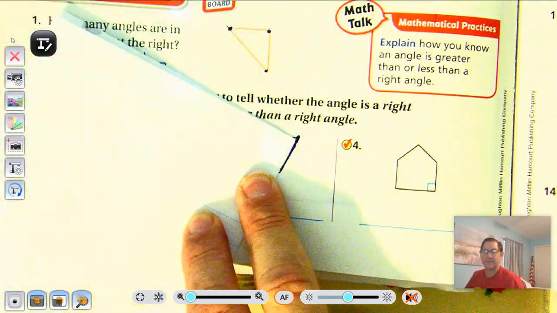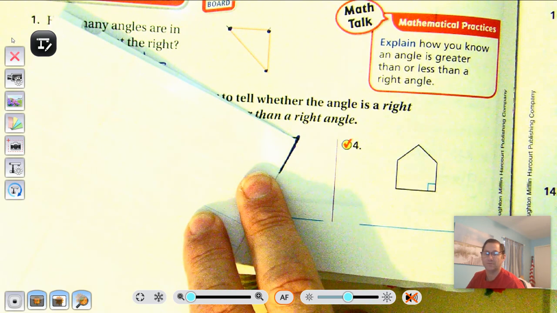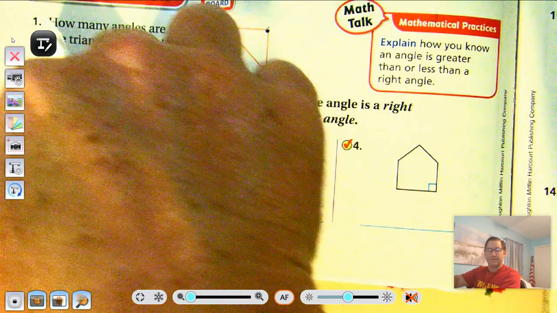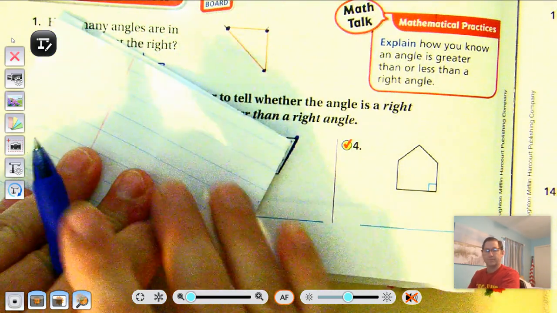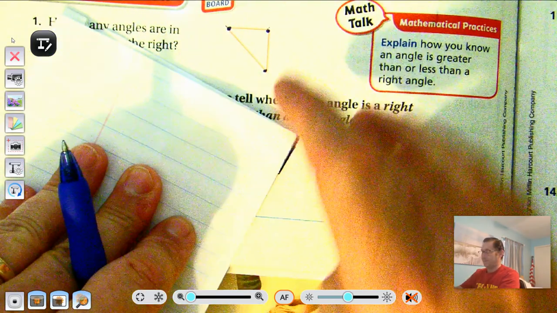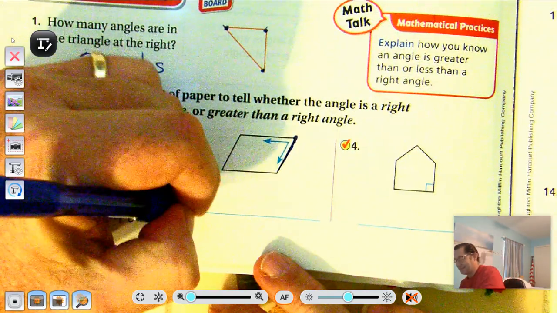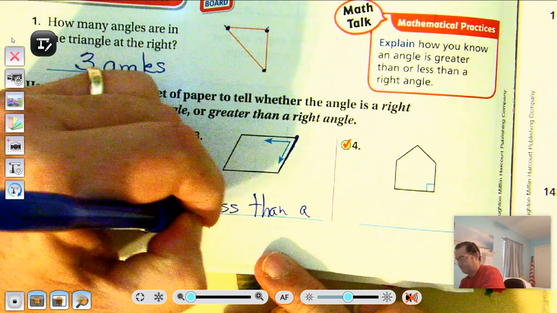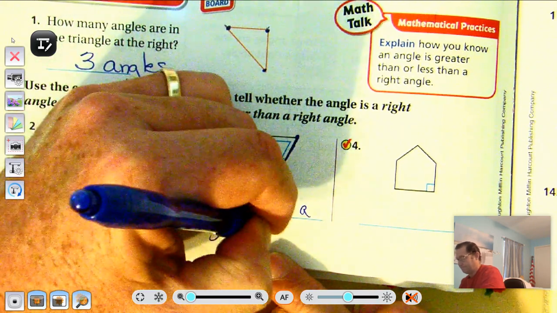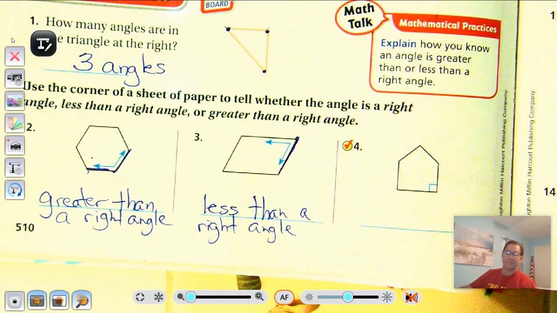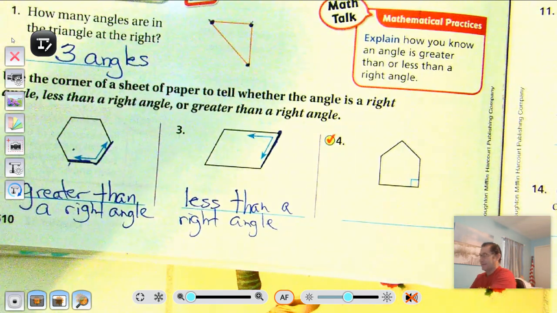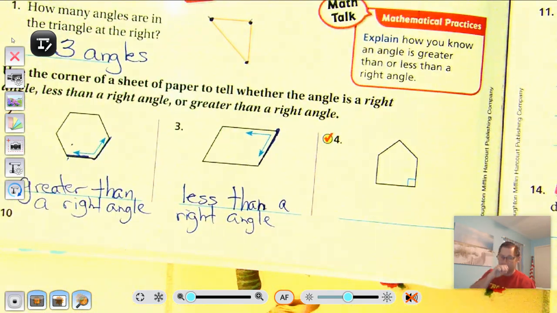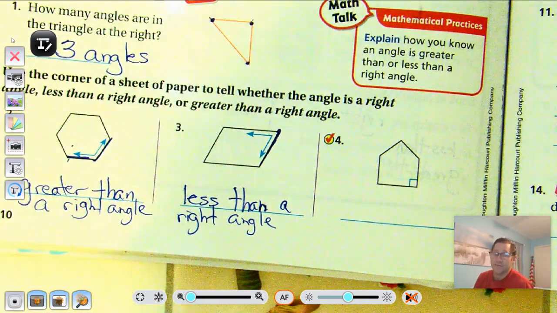And I don't see another angle. The angle is underneath the paper, right? When we put it back down, okay, so that is less than a right angle. Okay, and now this one, it gives us a clue, and so we really don't even need to measure, but I want to show you that it does match up with the corner of the piece of paper.